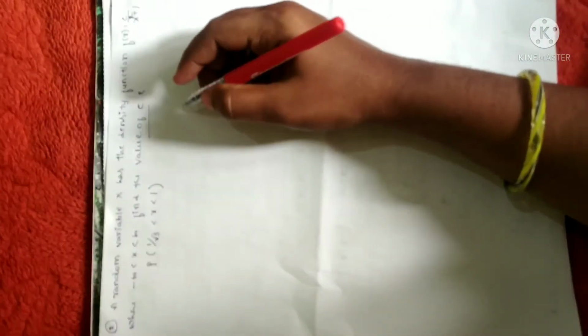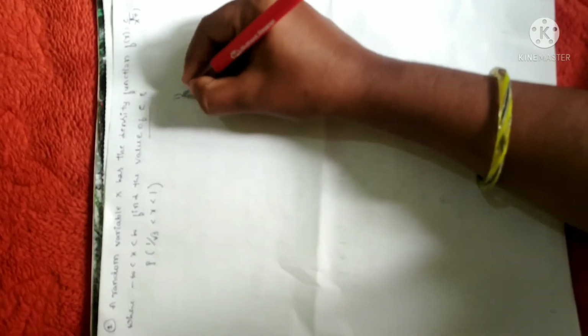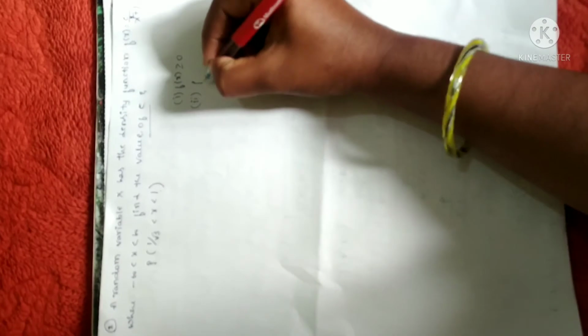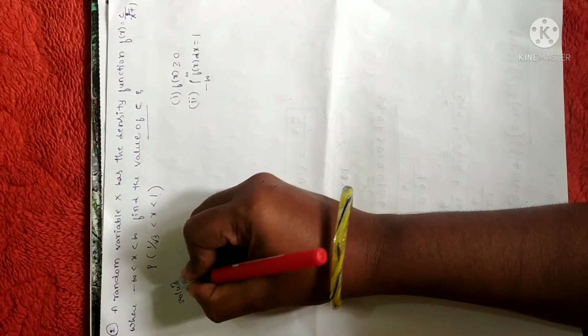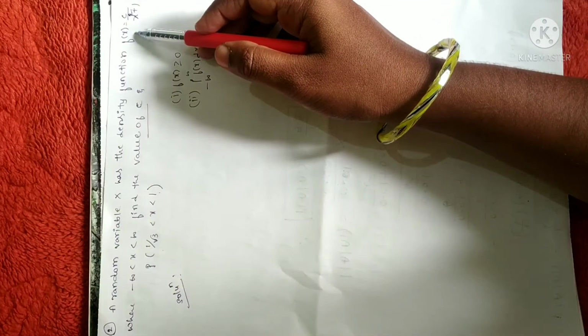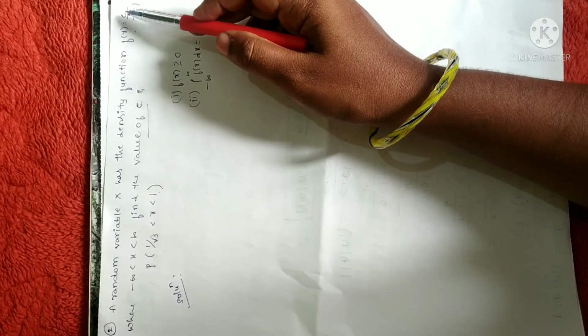As I already told you, it should satisfy two conditions. First, f of x should be greater than or equal to 0, and second, the integral from minus infinity to plus infinity of f of x into dx should be equal to 1. We should use the second condition in order to find the value of c. So let me find the solution. Anyhow, it is positive only, because c divided by x square plus 1 will be positive.